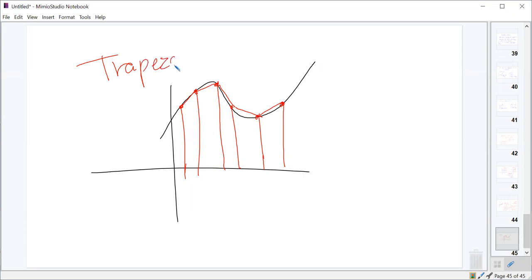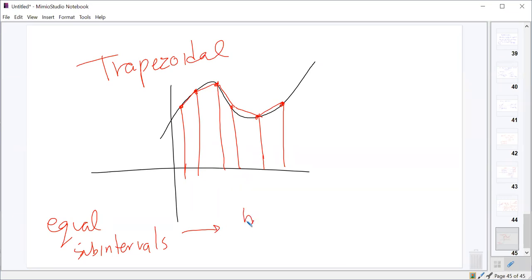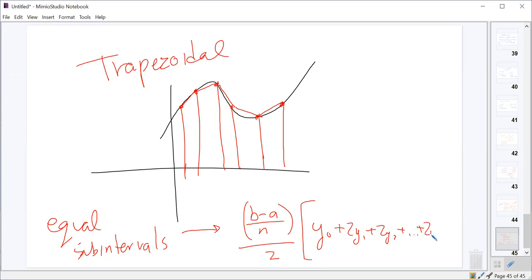That's the trapezoidal rule. If you have equal subintervals, you can just go straight to the formula, but only if you have equal subintervals. The formula is h over 2, where h is equal to b minus a over n. So we'll talk about that in a second. So h, b minus a over n, over 2 times y naught plus 2y1 plus 2y2 and so on to 2y sub n minus 1 plus a singular y sub n at the end.